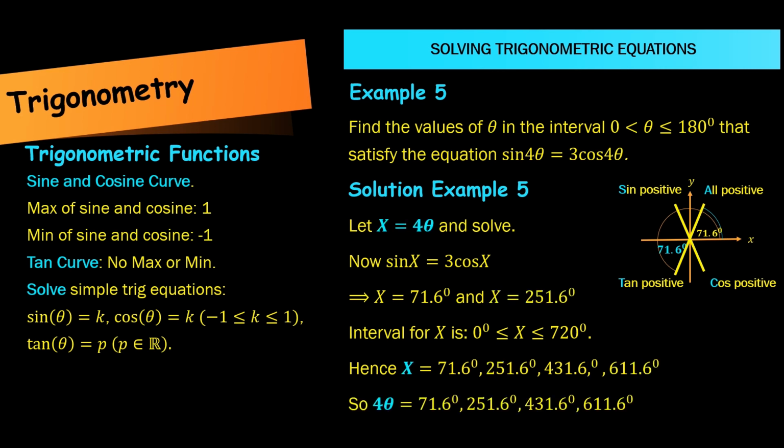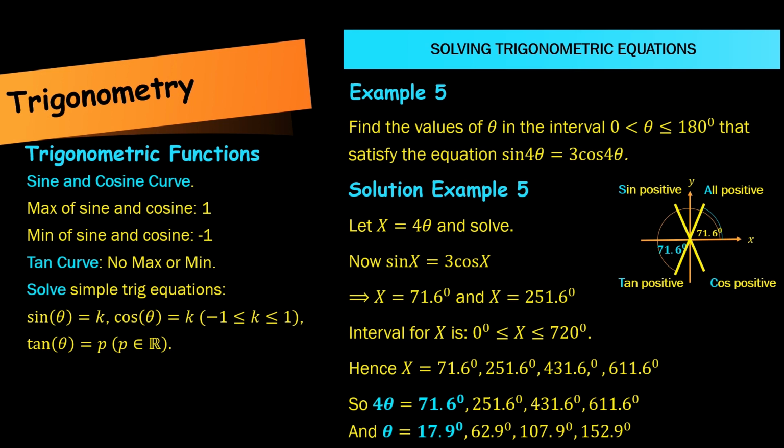Let's reintroduce our theta. Because X equals 4 theta, we have that 4 theta equals each of these four values. So dividing through by 4 gives us theta equals 17.9 degrees, or 62.9 degrees, or 107.9 degrees, or 152.9 degrees.